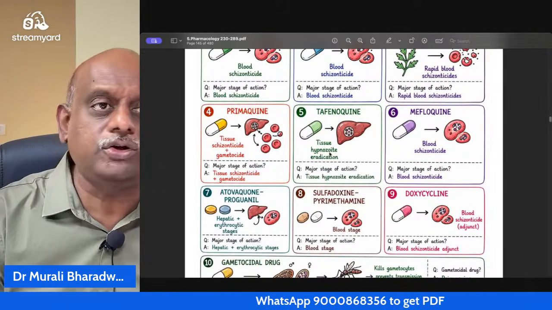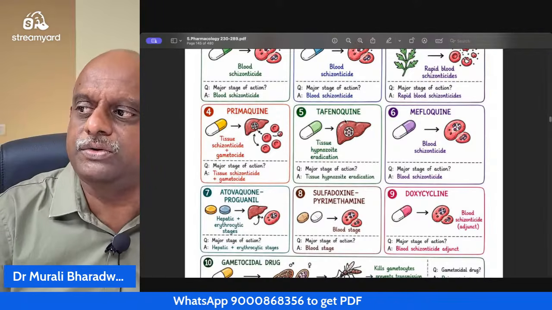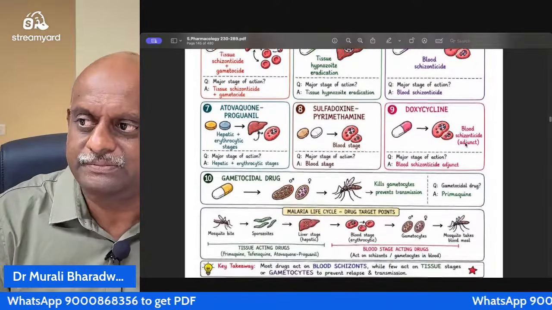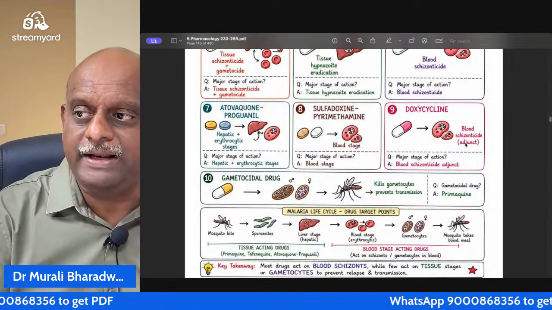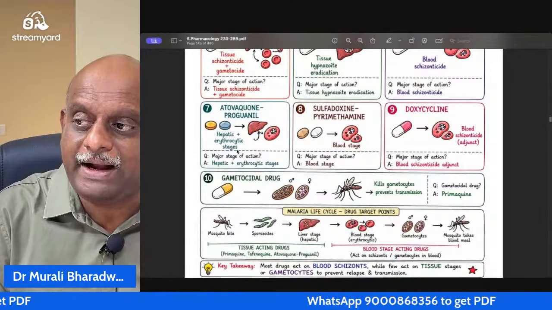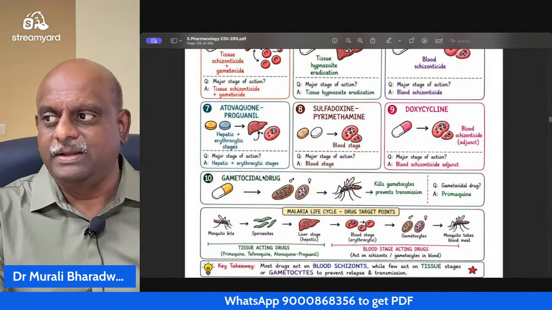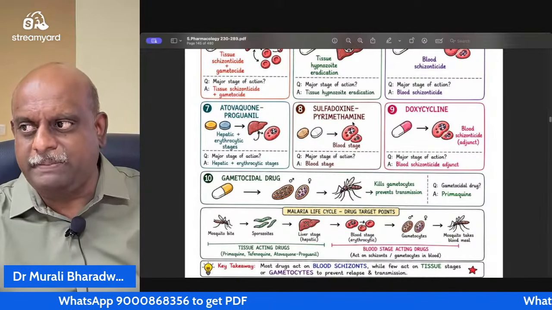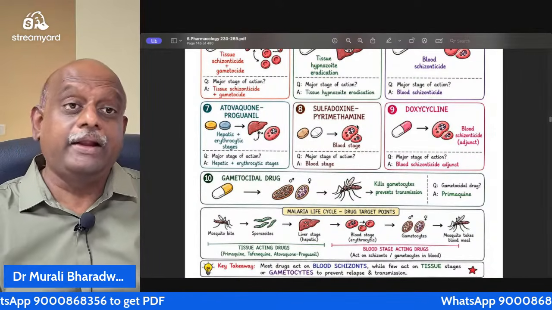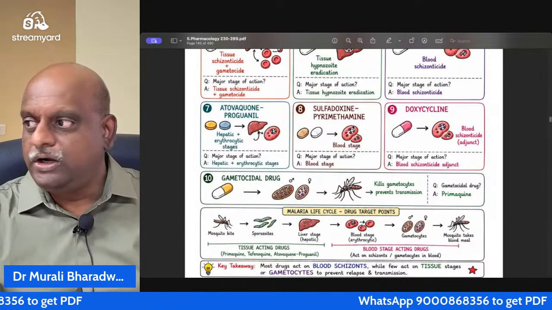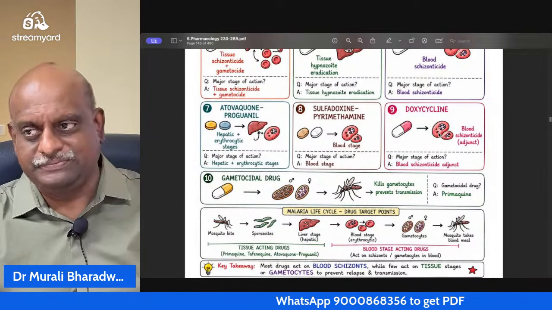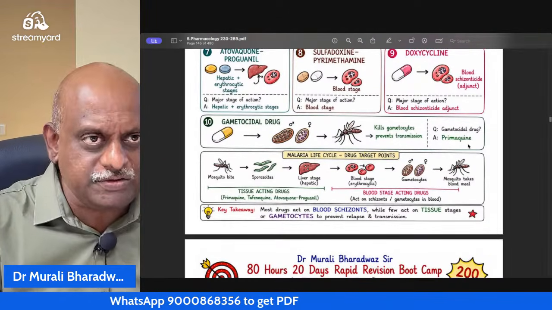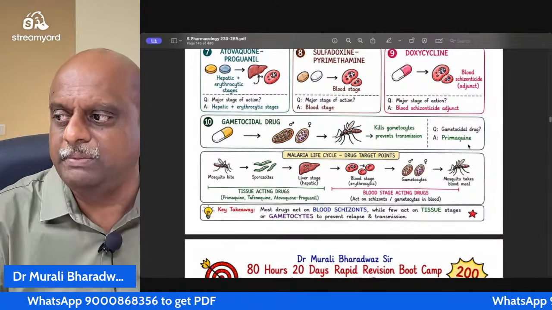Similarly, tafenoquine is also used for tissue hypnozoite eradication. Mefloquine is once more a blood schizonticide. Atovaquone-proguanil acts on hepatic and erythrocytic stages, whereas sulfadoxine-pyrimethamine acts only on the blood stage. Doxycycline acts as a blood schizonticide. So the gametocidal drug is primaquine. That's what we need to remember.